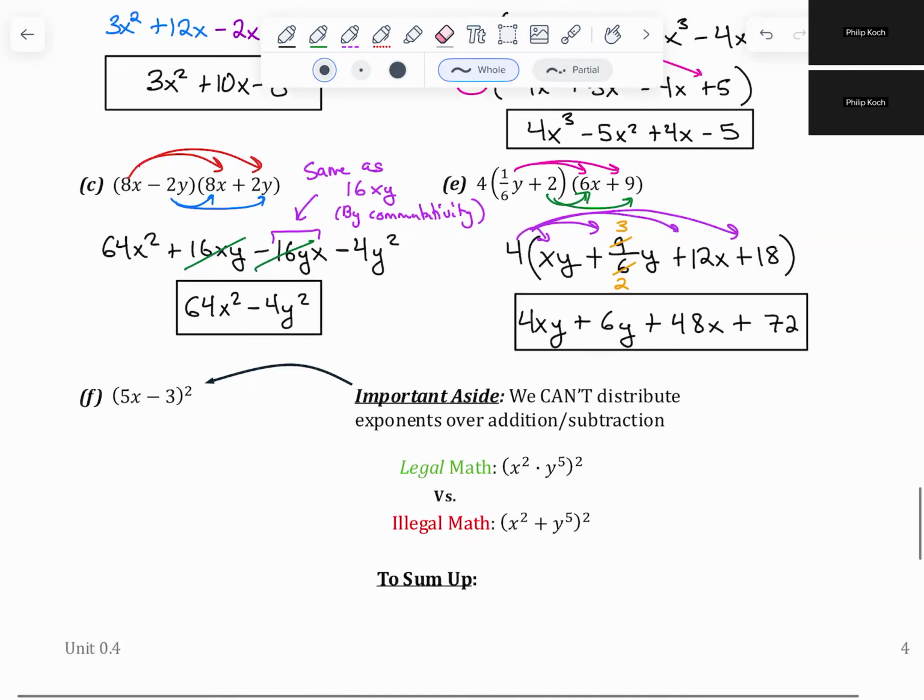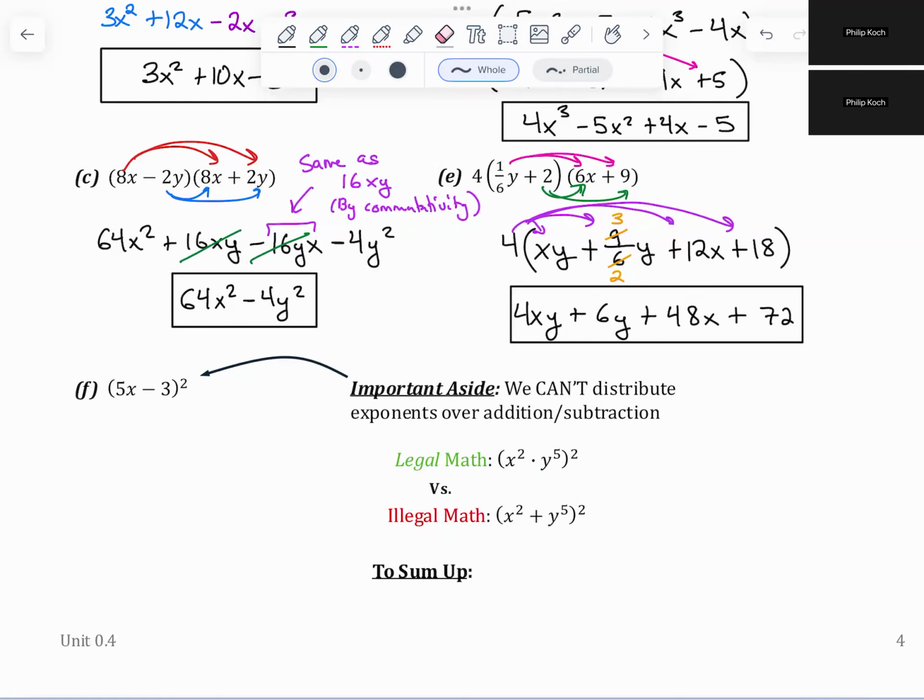All right. Now we come to one of the biggest mistakes that students make in algebra. So, a classic mistake that students will make on this problem, and I don't want you to write this down, is they will do this. They'll say, okay, well, I'll just distribute this exponent. And so I get 25x squared minus 9, because 3 squared is 9.